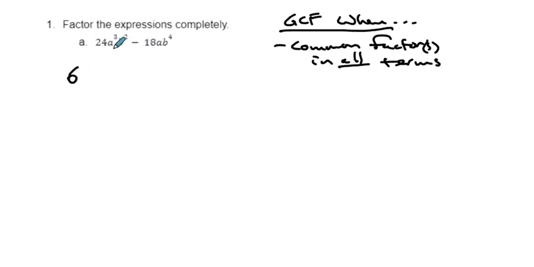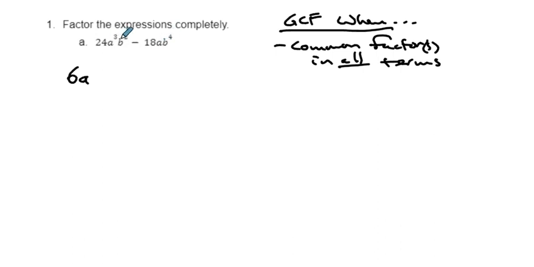I also see that both of these have at least one A in them. When you're trying to determine how many you have to pull out, you look at all of them, and the least amount that you encounter in one of the terms is the one you use, because you can't pull out more than what's there. So I can only pull 1 out of this one.